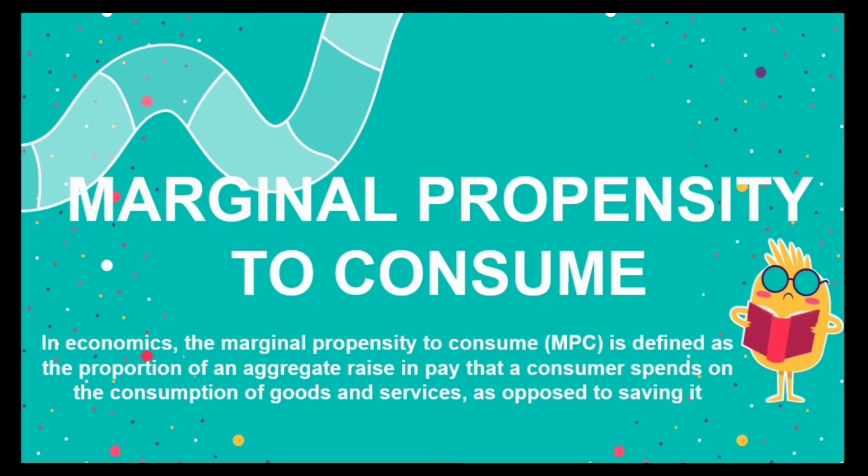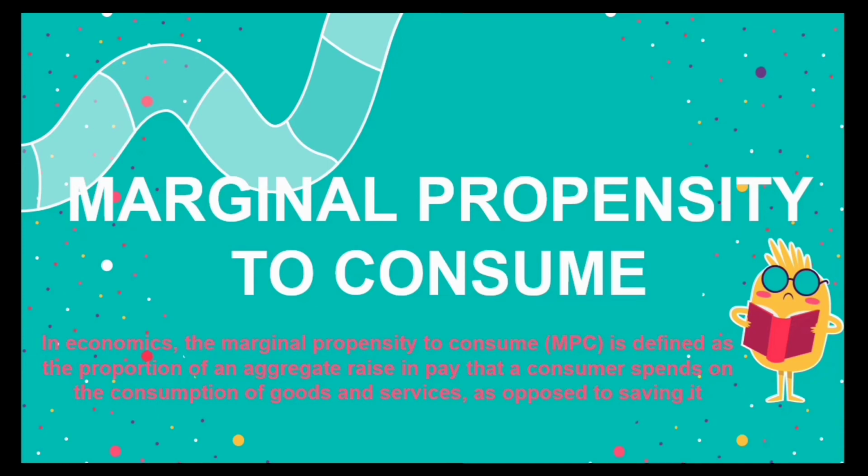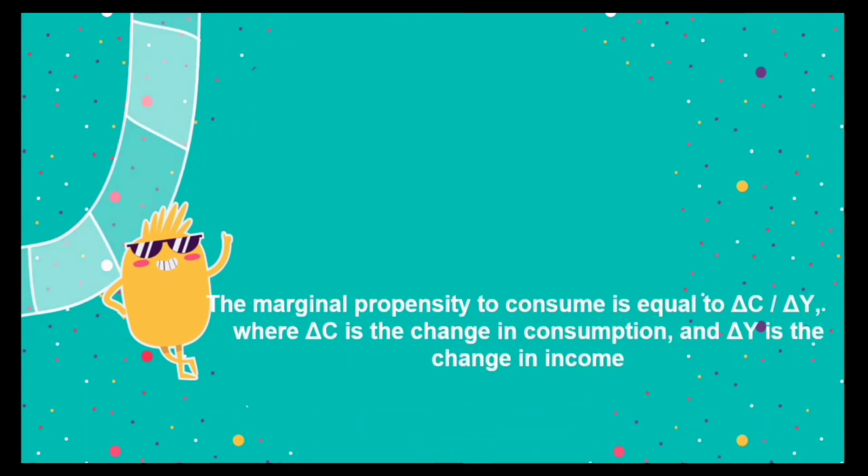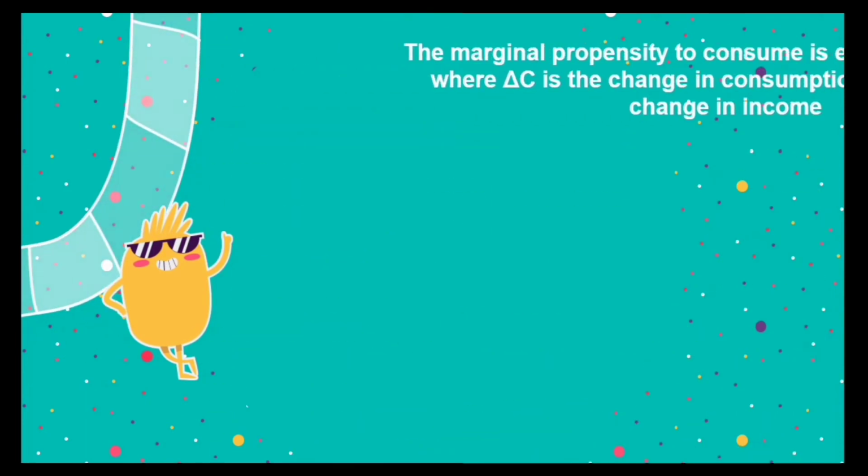Marginal propensity to consume, or MPC. In economics, the marginal propensity to consume is defined as the proportion of an aggregate rise in pay that a consumer spends on the consumption of goods and services as opposed to saving it. The marginal propensity to consume is equal to delta C divided by delta Y, where delta C is the change in consumption and delta Y is the change in income.